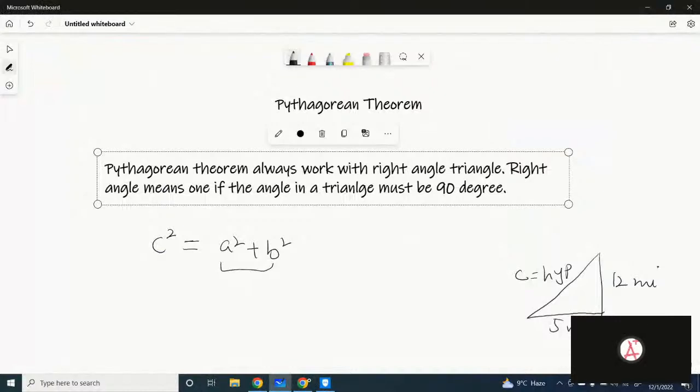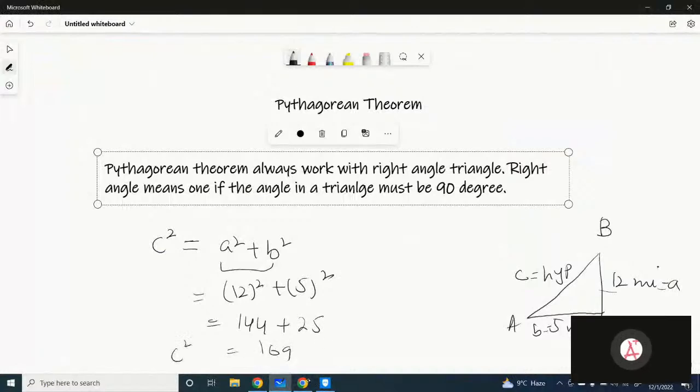It would be C, B, and A. So you have to calculate the values, squaring the other two sides. So it would be 12 square, because A is 12, plus 5 square. 12 square is 144 and 5 square is 25. When you add them, it would be 169. So it's C square. You have to find the side length of C.